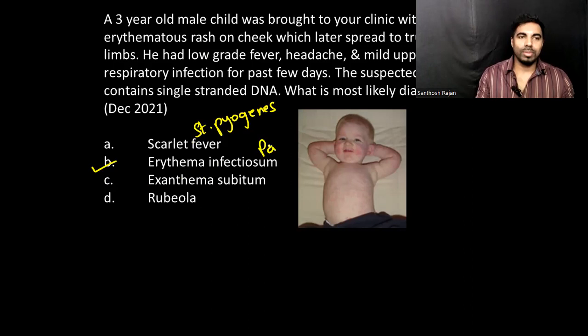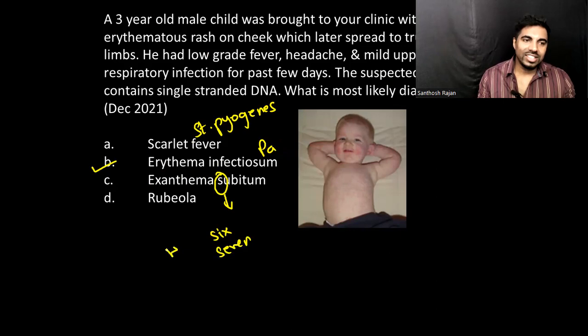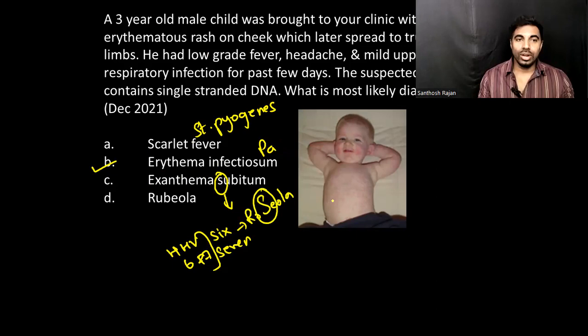Erythema subitum. So, what I told you, HHV 6 and 7, what do they cause? Roseola. The baby will also have a rash like this. Roseola, or it's called subitum, both the same. Roseola infantum, or erythema subitum. This is important. That's what I want to stress.